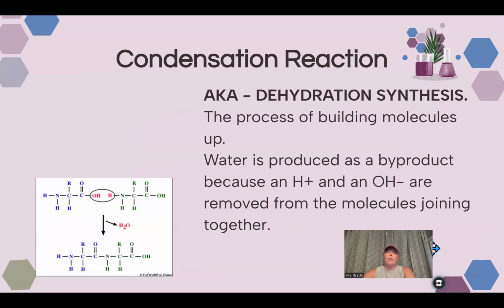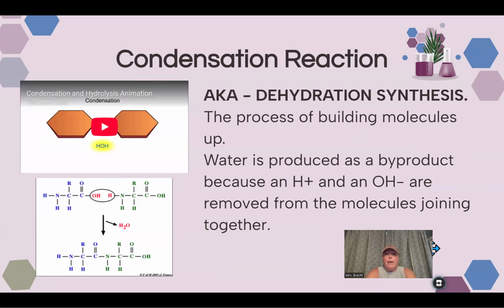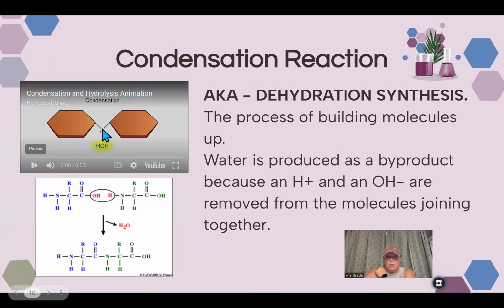So, in order for these macromolecules to form, they have to use a process called condensation reaction, also known as dehydration synthesis. Dehydration synthesis and the condensation reaction, they're the same thing, is the process that they use to build molecules up. So, what happens here is water is produced as a byproduct because hydrogen ions and OH ions are removed from the molecules that join together. So we're going to watch this little video here.